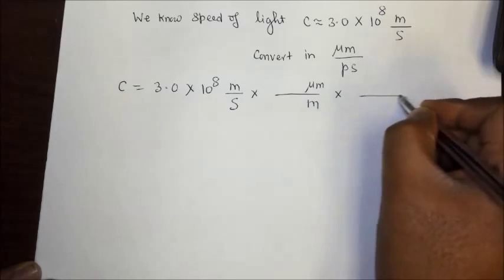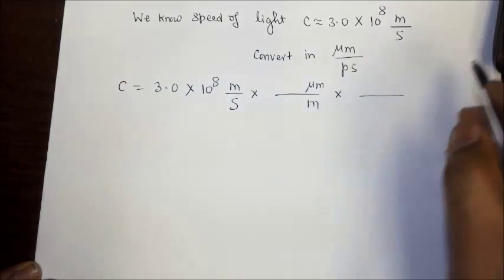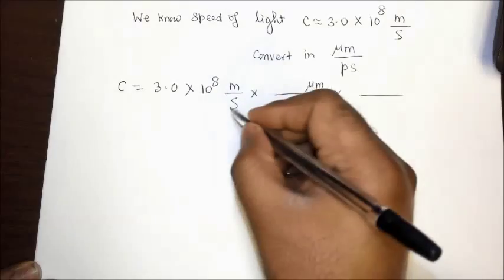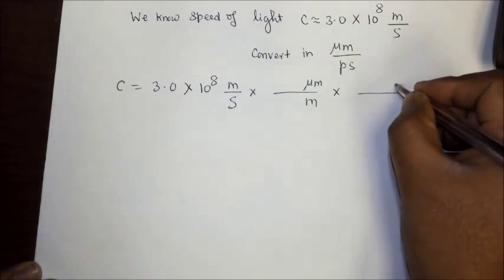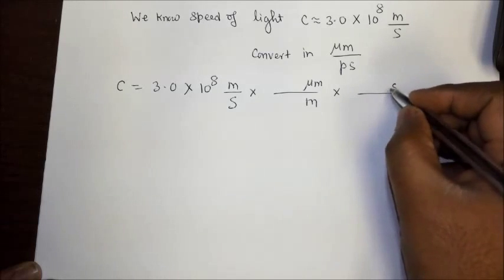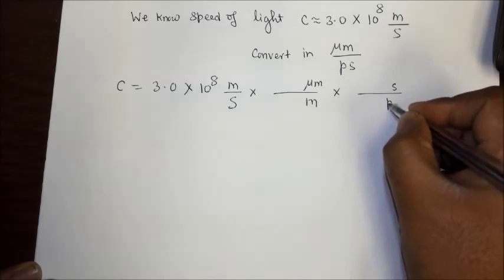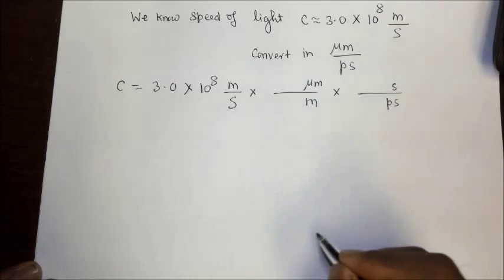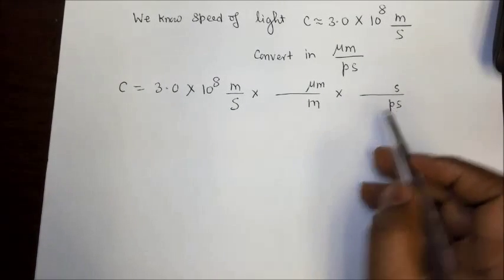Times. I need to cancel second, so I'll put second on the top, and I have to bring in picosecond in the denominator, so I will write per picosecond over here.